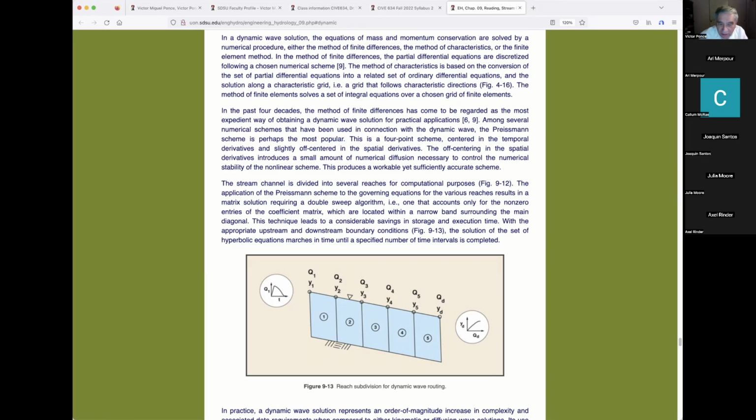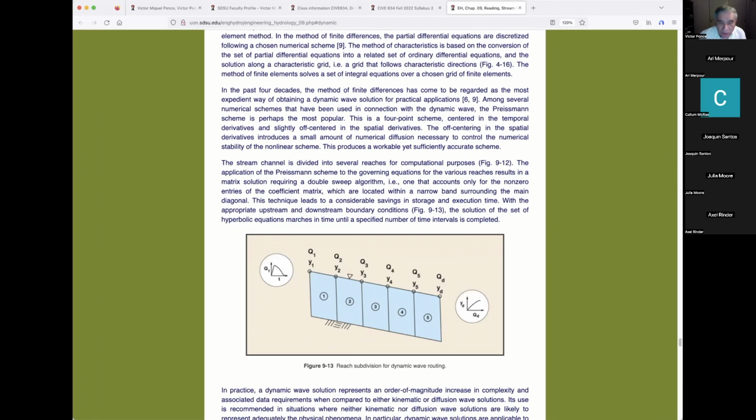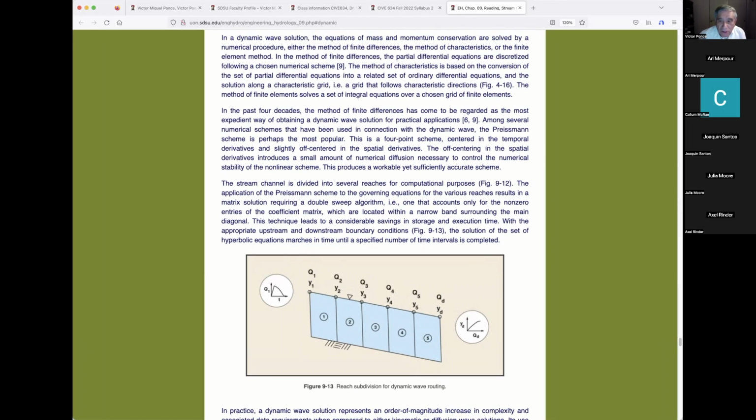Because Danny Fread argued that the dynamic wave was the only way to go. Other people, myself and others, have argued that no. As a matter of fact, the dynamic wave has a tendency not to exist in practice, other than the dam breaches. And not every wave is a dam breach. So that's the story as we know it. Okay.